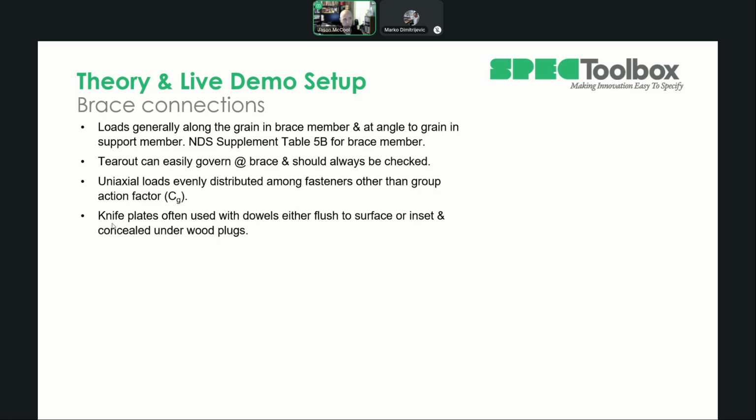Knife plates are often used with dowels. The dowels can either be flush to the surface or inset and concealed under wood plugs. I've had several where the architect wanted a nice clean look, so the fasteners were all concealed. You can also do that for fire resistance. If you've got a big enough wood section, then you can use a thick plug to provide, say, an hour fire rating, as the case may be.